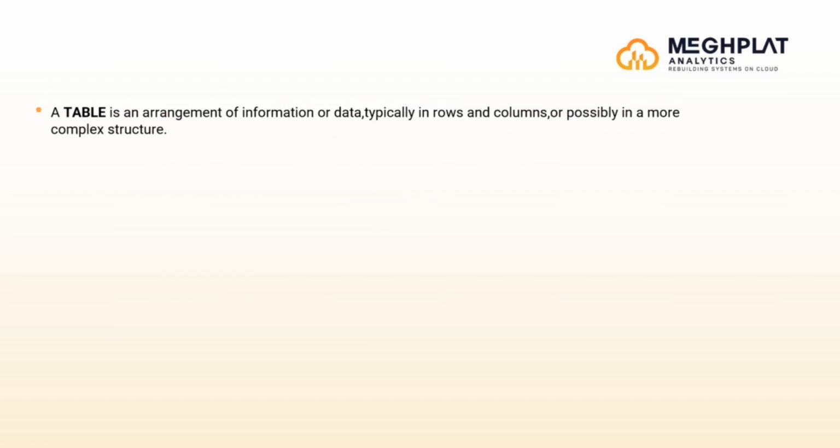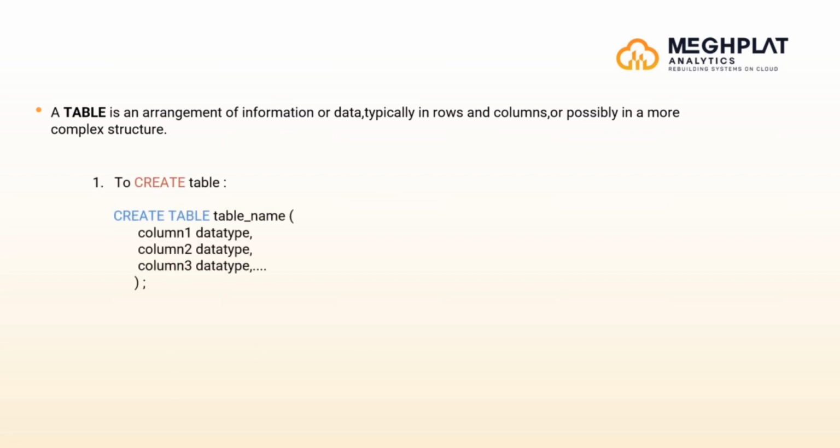Then the table is an arrangement of information or data, typically in rows and columns, or possibly in a more complex structure. To create a table, we need to give create table, then the table name. Then inside the parentheses, we need to specify the columns and the data types, I mean the data type of the column. Also, we can drop the table by giving the command drop table, then the table name.